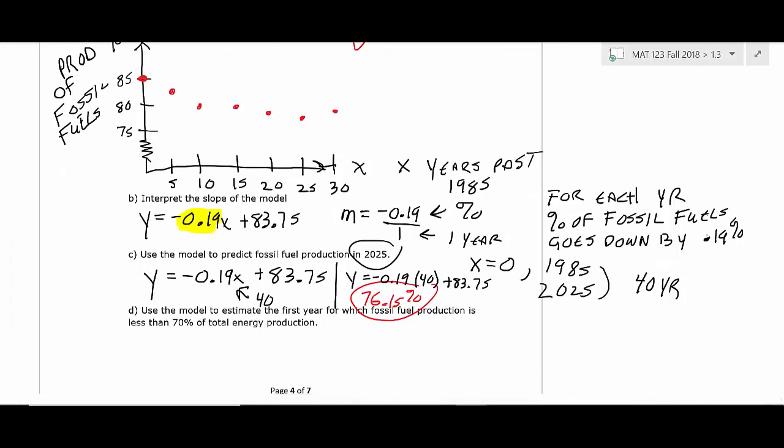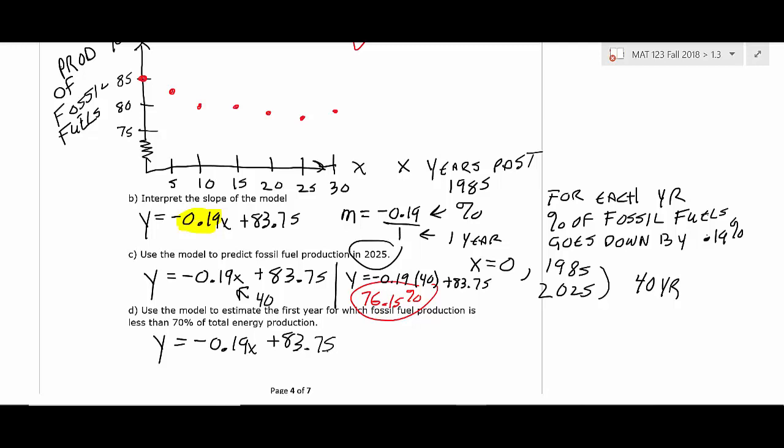Okay, the last problem on this page says, use the model to estimate the first year for which fossil fuel production is less than 70% of the total energy production. To answer this question, you would want to write down the mathematical model, and let's think about this then. Okay, so what do you guys think I would do with this equation and the 70% to solve this problem? What does X represent? X is number of years plus 1985, right? What does Y represent in this problem on your graph?